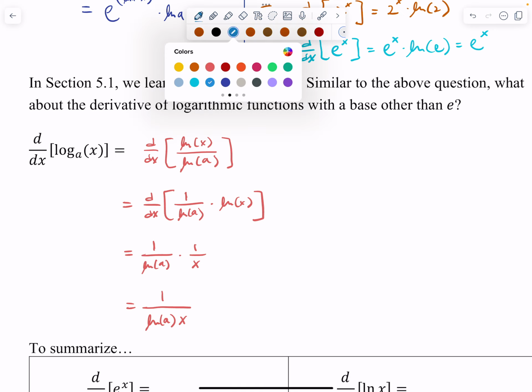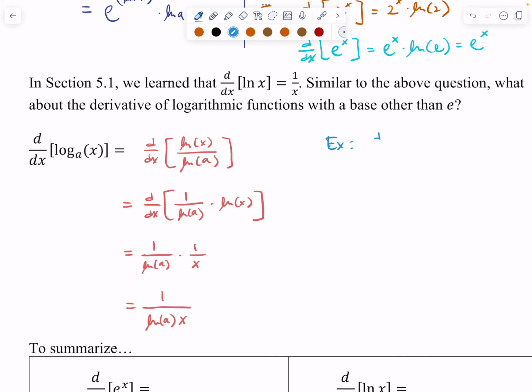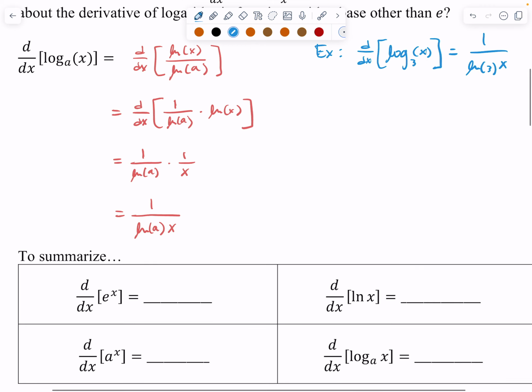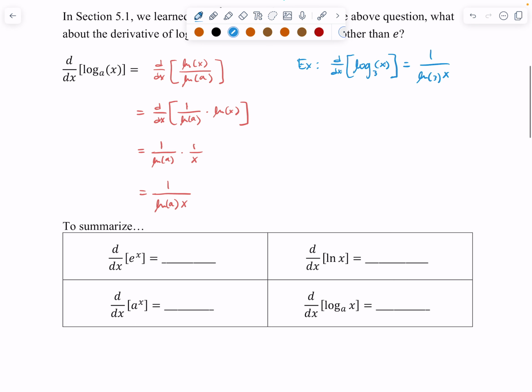Just let me put an example here. So for example, if you were wanting to find the derivative of log base 3 of x, that would be 1 over natural log of 3 times x. You could also think about rewriting log base 3 of x as natural log of x over natural log of 3, and then differentiating from there. But for some of you, it might be faster to just have the formula or know the formula.